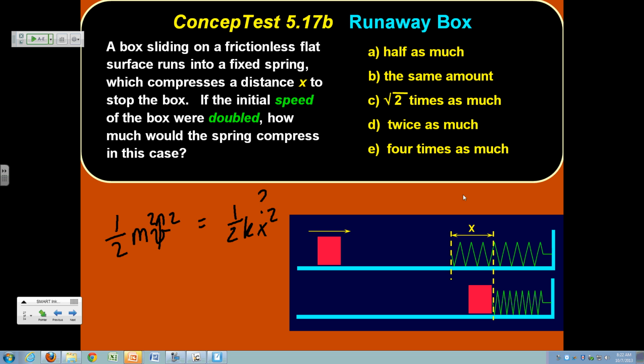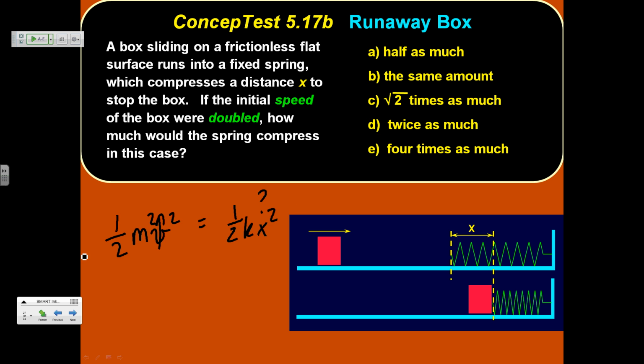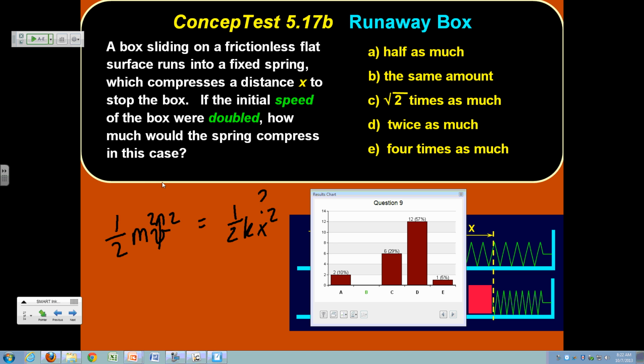You were saying how much would the spring compress, and we were thinking in terms of one and one, in which we would think if we double one, it'll be double for the other, twice as much for the other. Oh, no, I'm sorry. It is twice as much. I guess I was just brain farting. Yeah, so it is D.